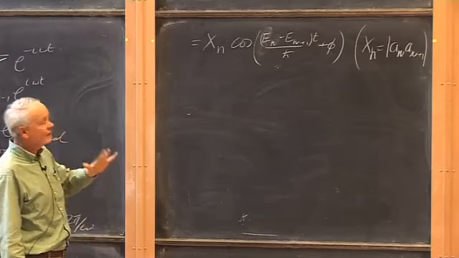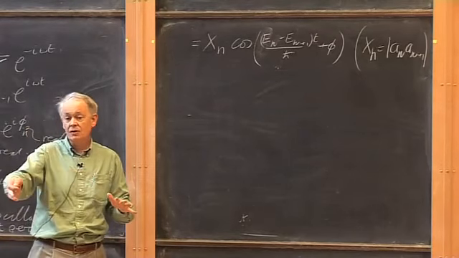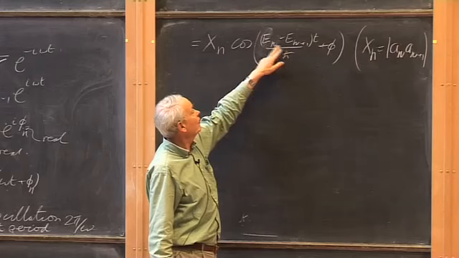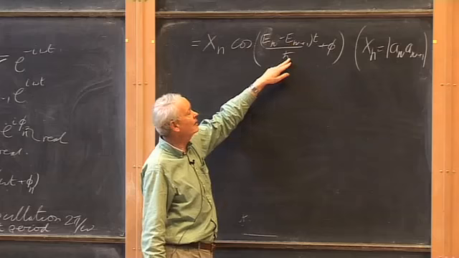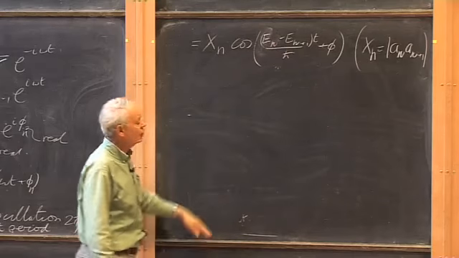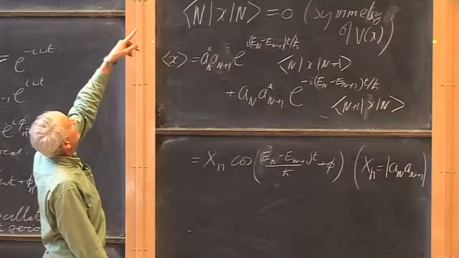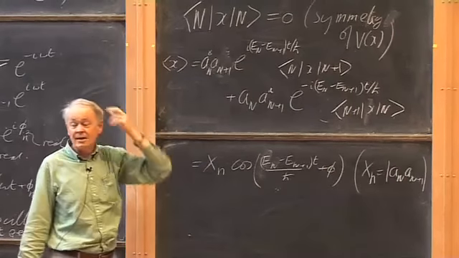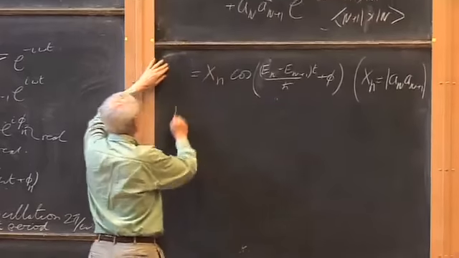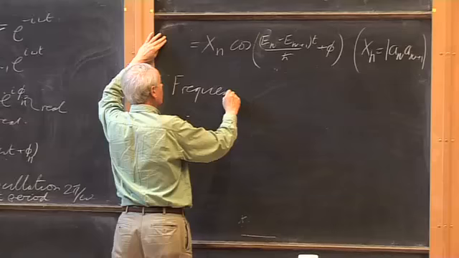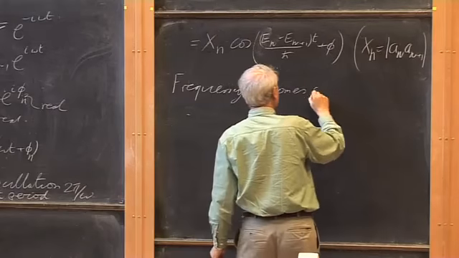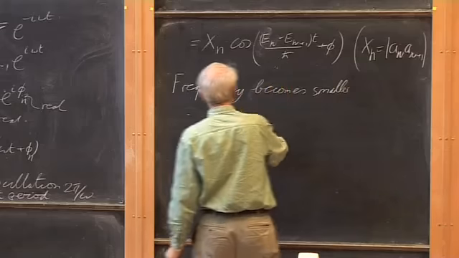So what do we observe? Again, we have harmonic motion, sinusoidal motion. But look now at the period of this sinusoidal motion. The frequency of this sinusoidal motion now depends on n, because it's the difference of two adjacent energies which counts. And as we increase n, according to my bad sketch up there, the difference between adjacent energies gets smaller. So the frequency becomes smaller with increasing n.